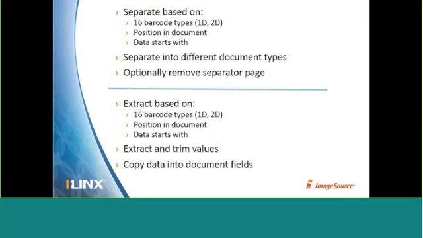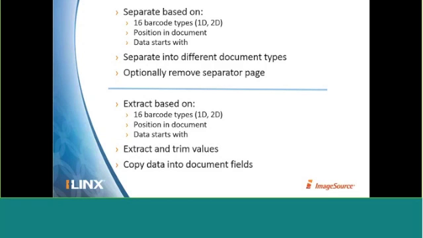It can also look for specific barcodes by position within the document, and also by what the data in the barcode starts with. For instance, if you have a purchase order that's encoded in a barcode within your documents, and you know that all of your purchase orders start with PO or US, you can configure Capture to look for that specific data starting phrase or set of characters, and it will identify documents based on that specific barcode.